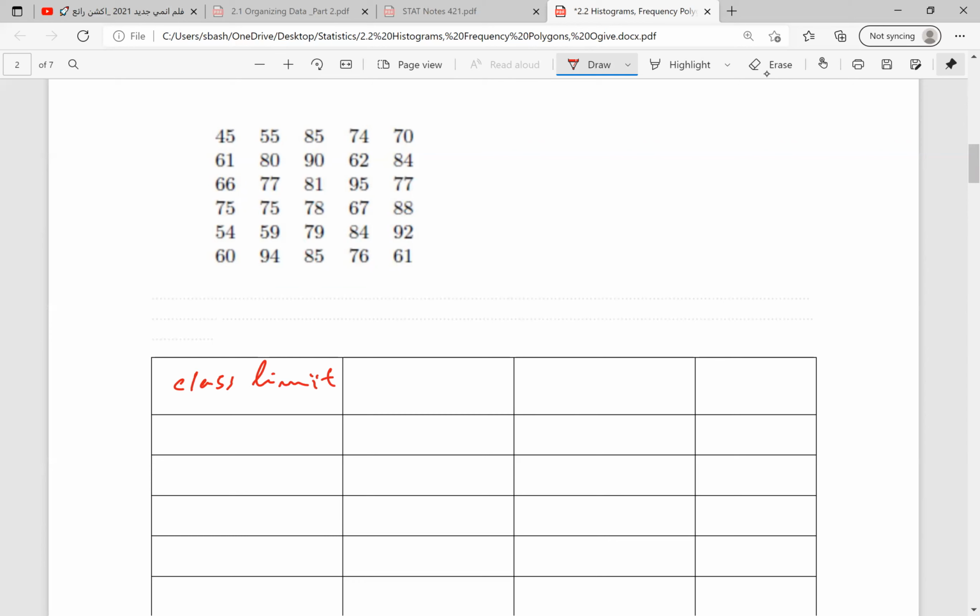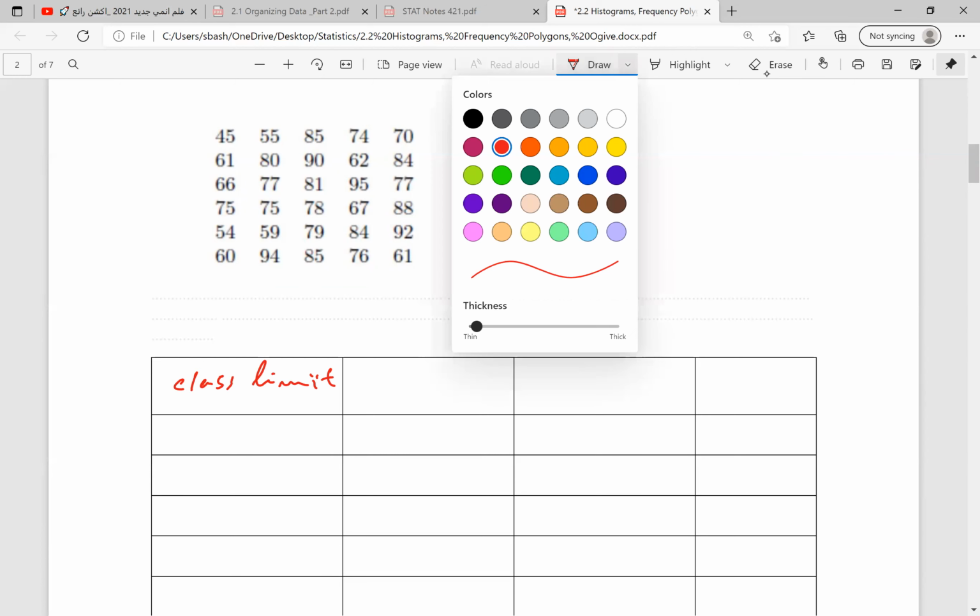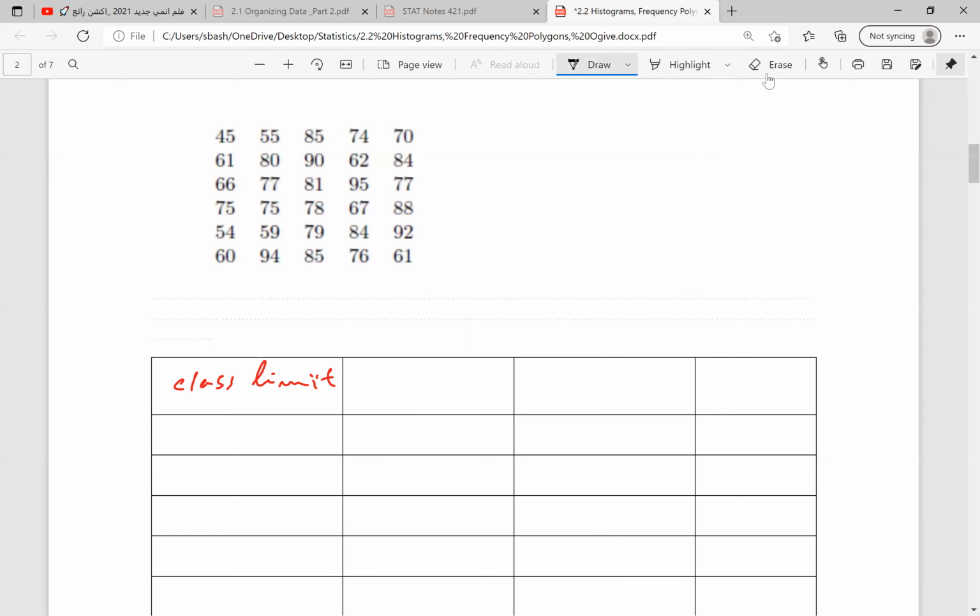Class limits. Start with the lowest one. The lowest one was 45. The lowest value is 45. Then add the class width. Each time add the class width, which is 8.